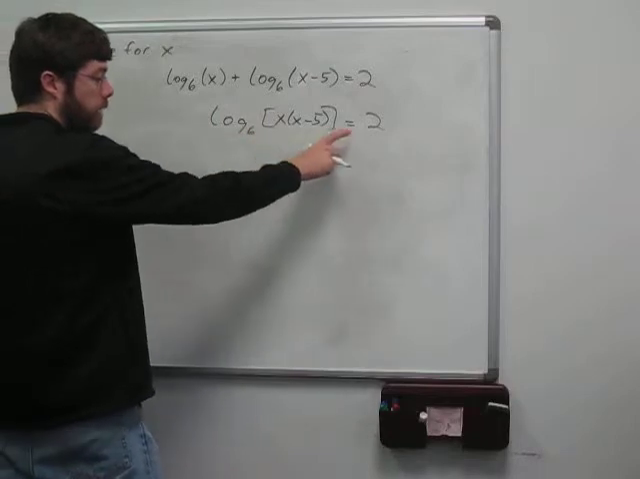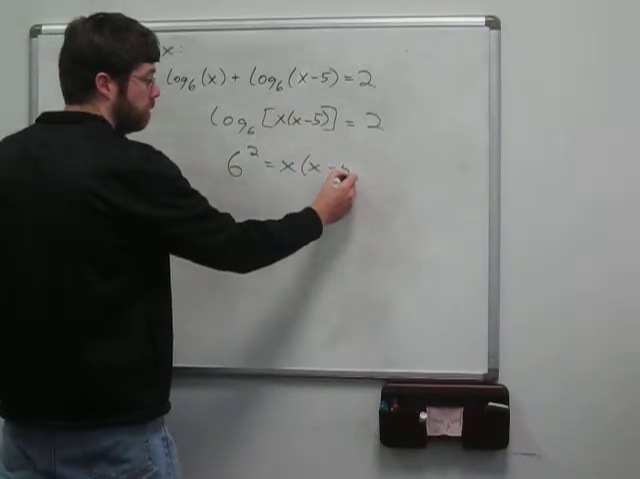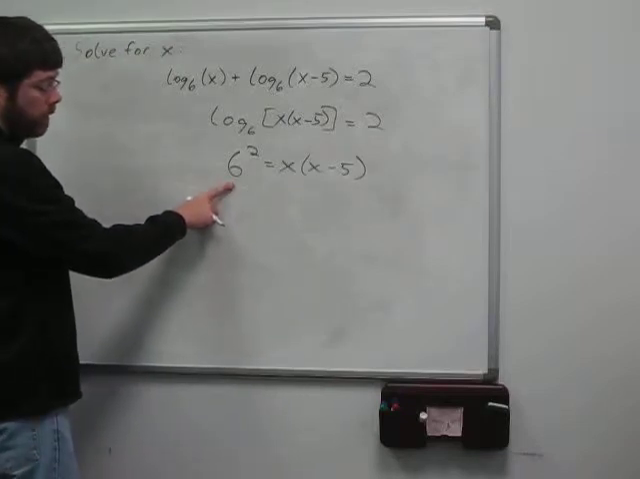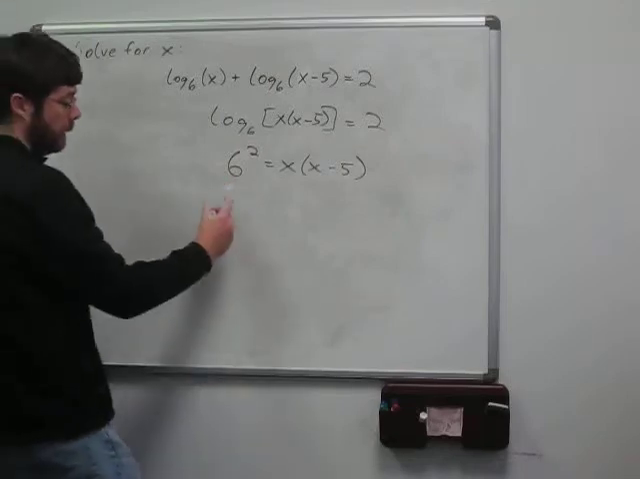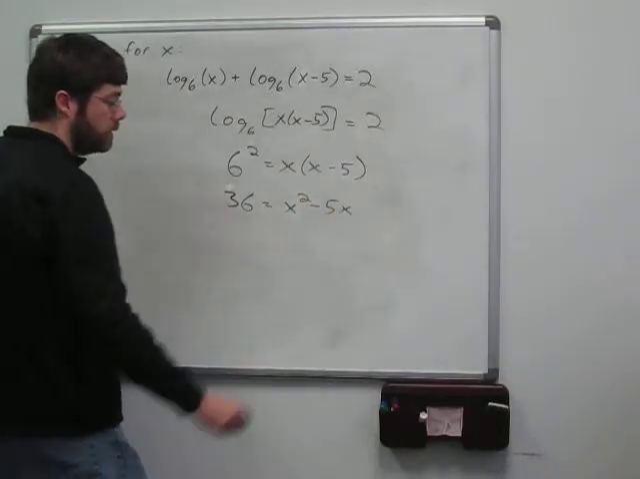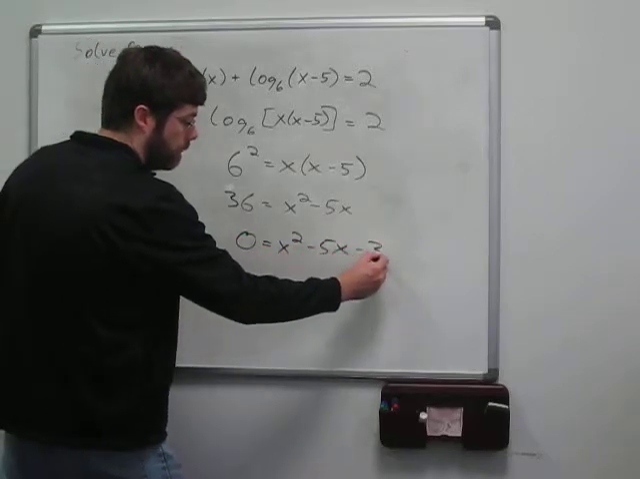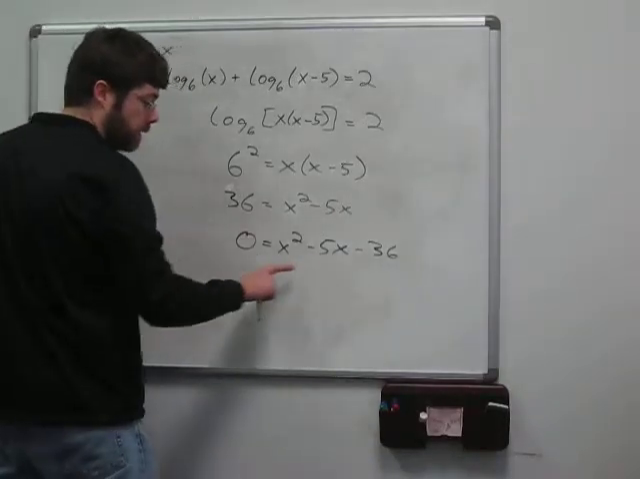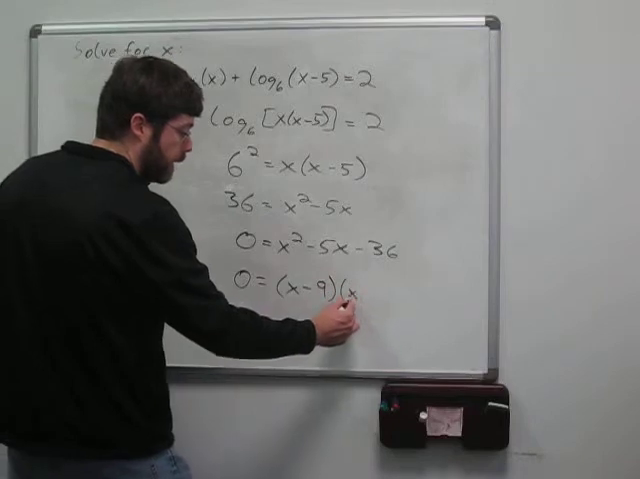Now we have a single logarithm equal to a number, so write it in exponential form. And here we've gotten to a quadratic equation that we can solve either by factoring or using the quadratic formula. Go ahead and square the 6 and distribute the x, and then get everything to one side. And we get 0 is equal to x squared minus 5x minus 36. This is a quadratic that's factorable as x minus 9 times x plus 4.